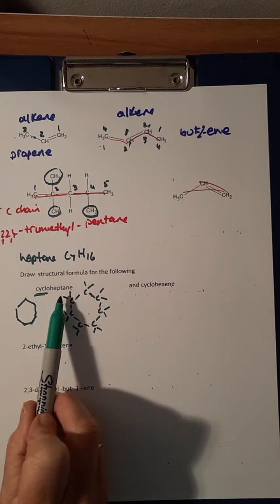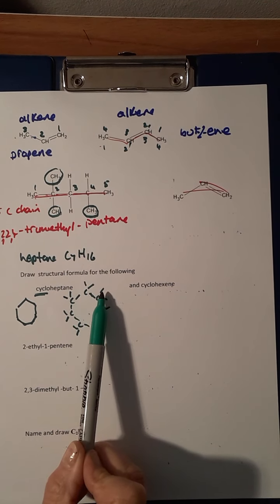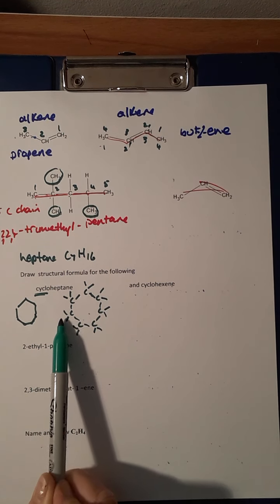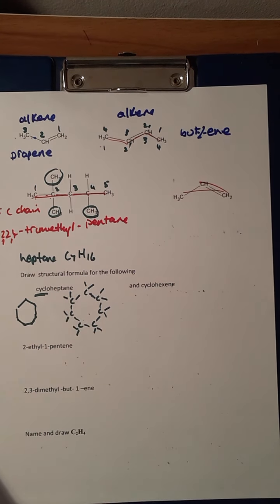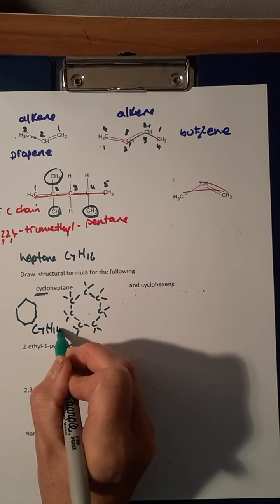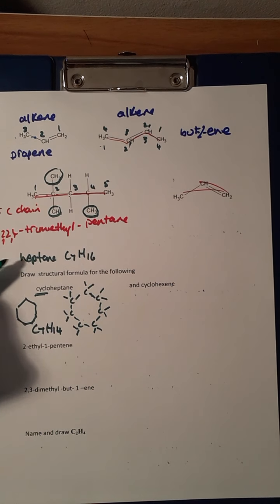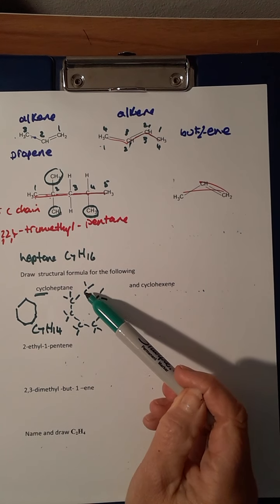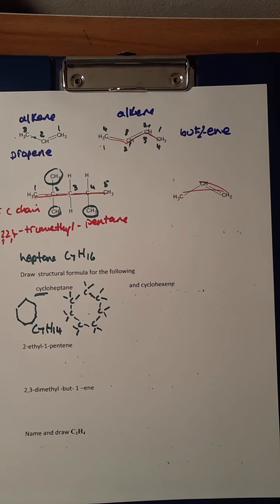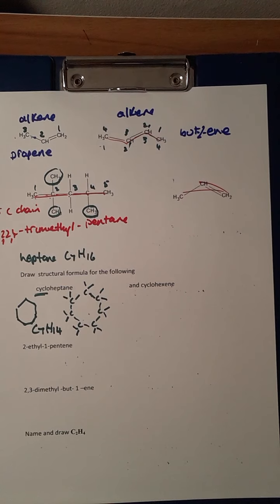But look at cycloheptane. How many hydrogens does cycloheptane have? It has 2, 4, 6, 8, 10, 12, 14. So the cycloheptane formula is C7H14. So it has 2 hydrogens less than the straight chain heptane. And that's because you lose 2 hydrogens when you're forming an extra covalent bond there. Okay, so an interesting point just to be aware of: when you change something into a cyclical compound, you lose a couple of hydrogens.